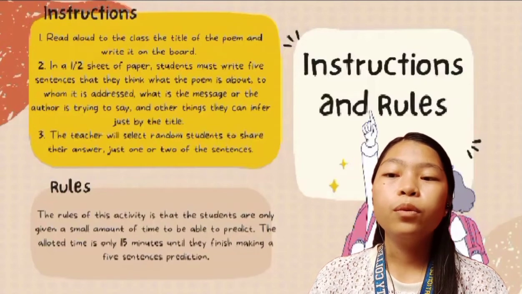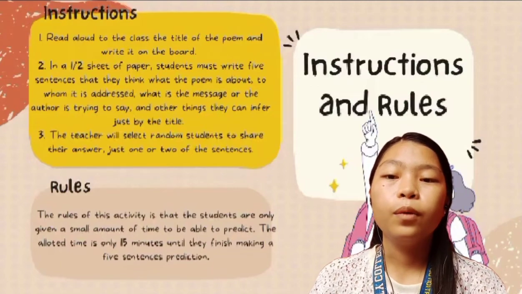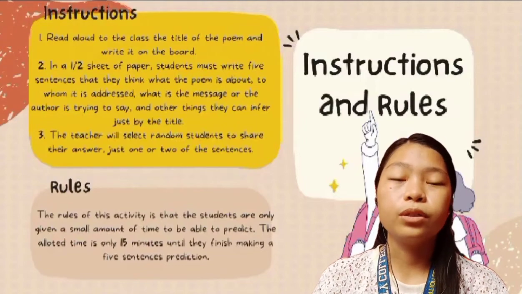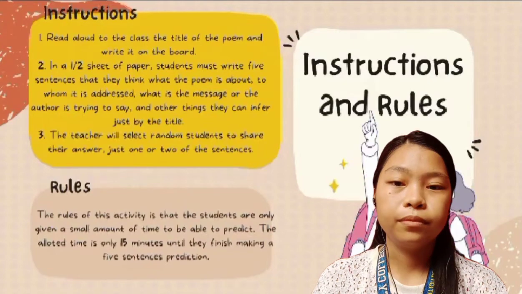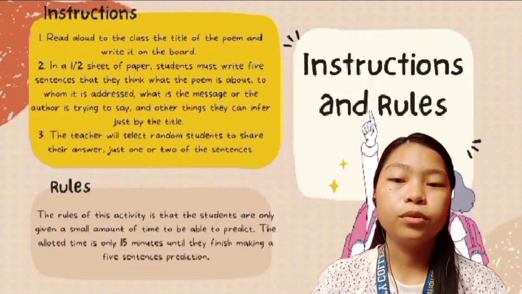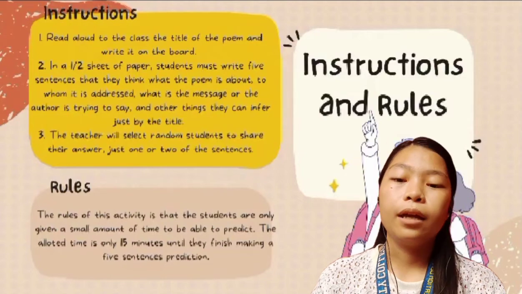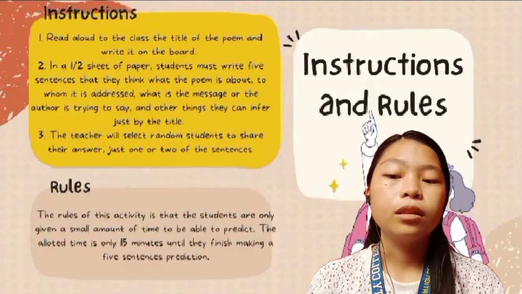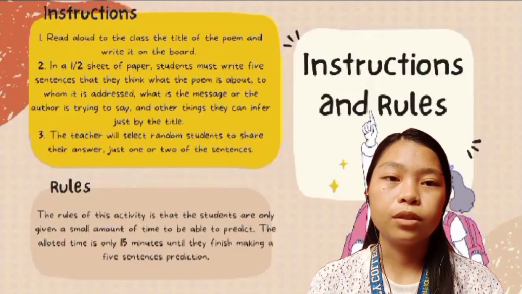Again, you will write 5 sentences that you think the poem is about, to whom it is addressed, what message the author is trying to say, and other things they can infer just by the title. Okay, and after that I will select random students to share their answers. The rules for this activity are that you are only given a small amount of time to predict. The allotted time is only 15 minutes, until you finish making your 5-sentence prediction.